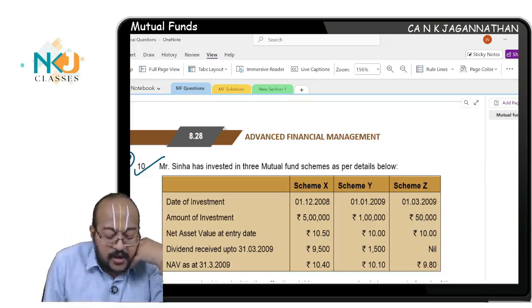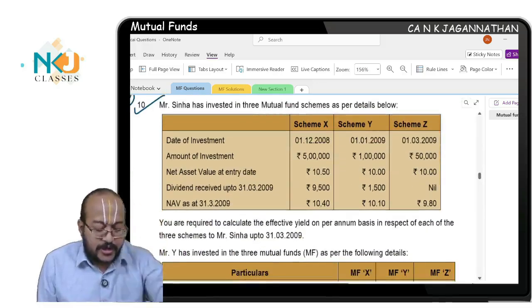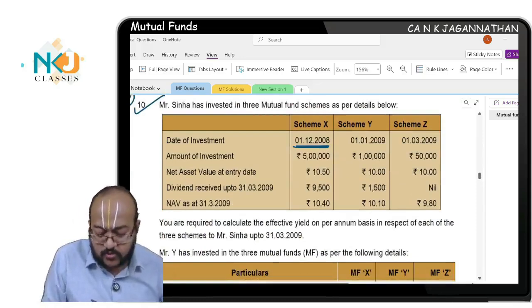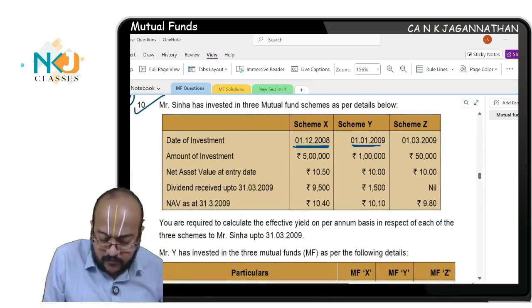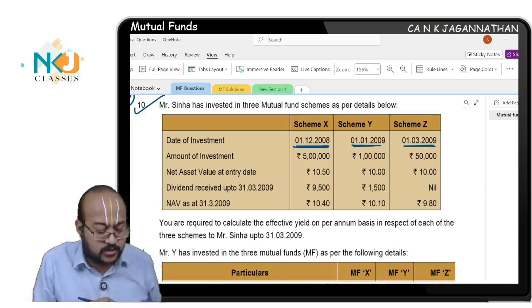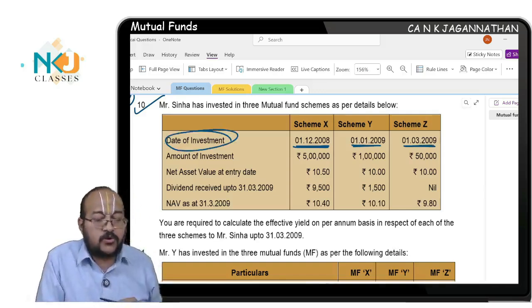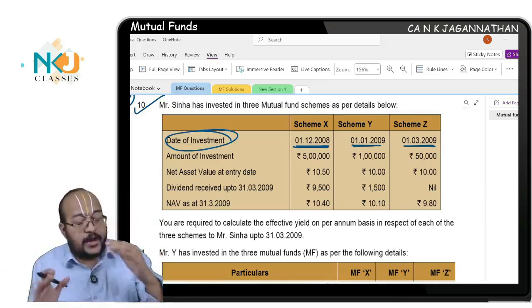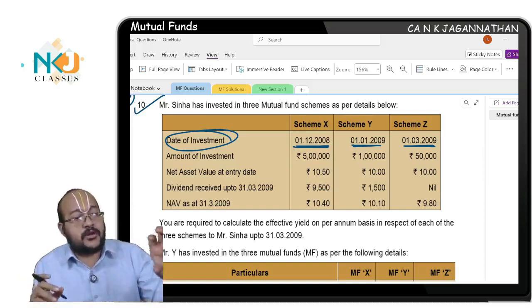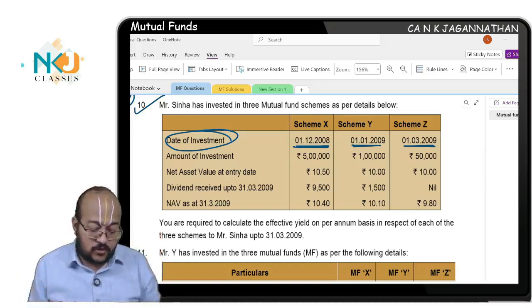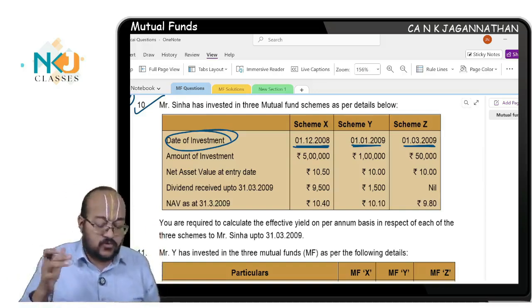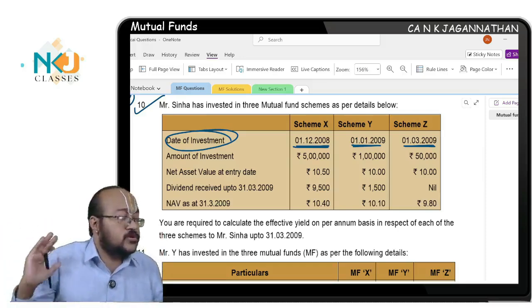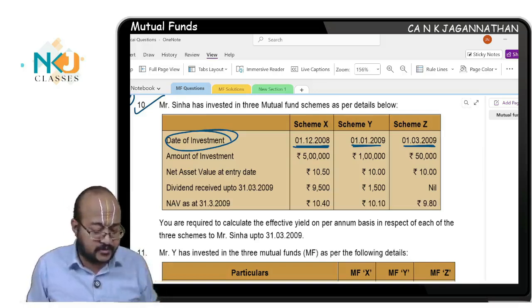Mr. Sinha has invested in 3 mutual fund schemes as per the details below. Date of investment: 1/12/2008, scheme X; scheme Y 1/1/2009 and 1/3/2009. Date is very important, because you need to find out the holding period return, number of days, annualized return. They will give you all this data and twist the question. Sometimes they may even ask you to reverse work the solution. So hence date is very important.